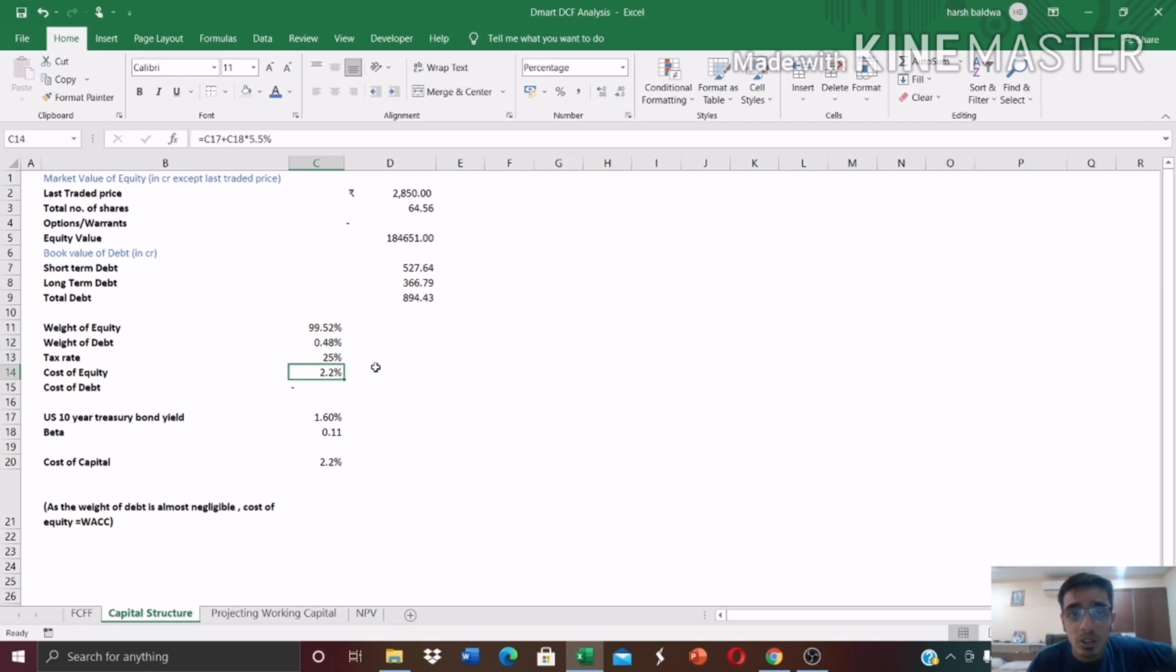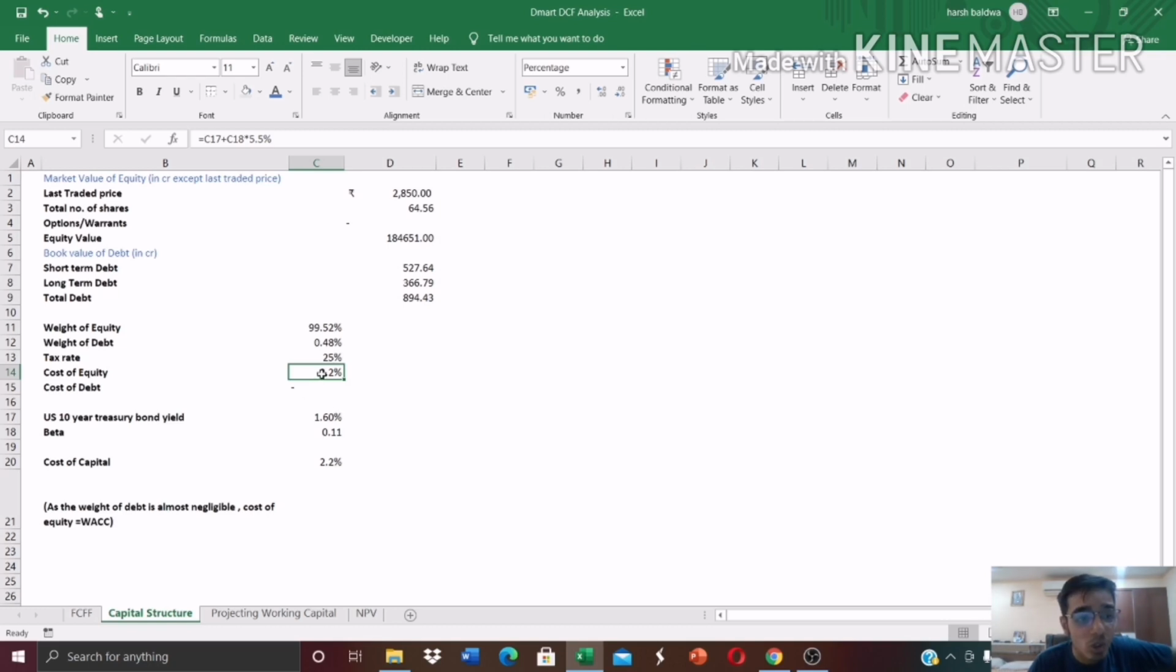Now, as this is almost a debt free company, we can safely assume that the weighted average cost of capital is equal to nothing but the cost of equity. Why so? Because the proportion of debt in the capital structure is so small that even if we account for it, it won't make any significant difference to our analysis. So we can simply take the cost of equity as the cost of capital.